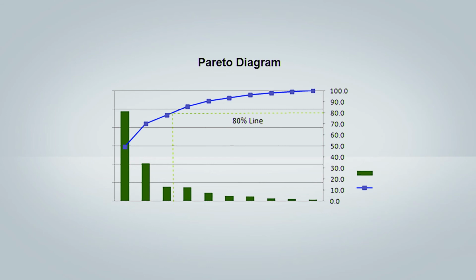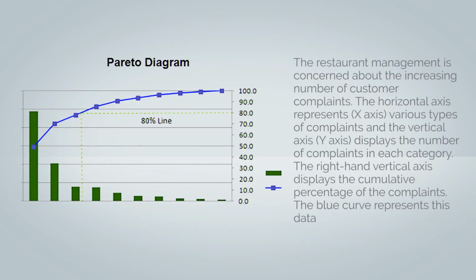This is the example of a Pareto diagram of complaints received at a restaurant over a period of 3 months. The restaurant management is concerned about the increasing number of customer complaints. The horizontal axis represents various types of complaints, and the vertical axis displays the number of complaints in each category. The right-hand vertical axis displays the cumulative percentage of the complaints.